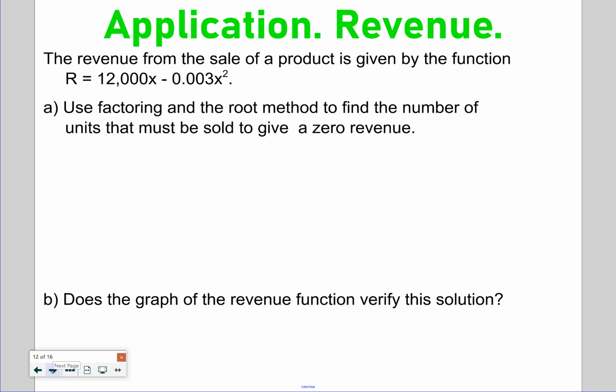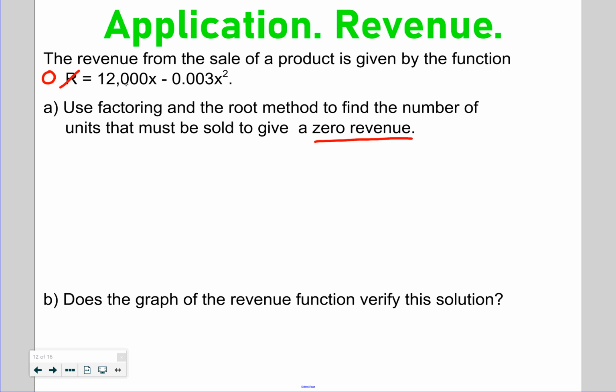Okay, our last few problems are application problems that you're going to see in your MyMathLab homework. In the first problem, this is revenue. The revenue from the sale of a product is given by the following function. Use factoring and the root method to find the number of units that must be sold to give a 0 revenue. So that's important here: 0 revenue, we want our revenue to be equal to 0. So we're solving this equation for x.